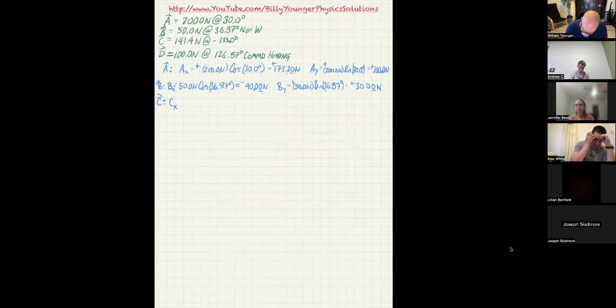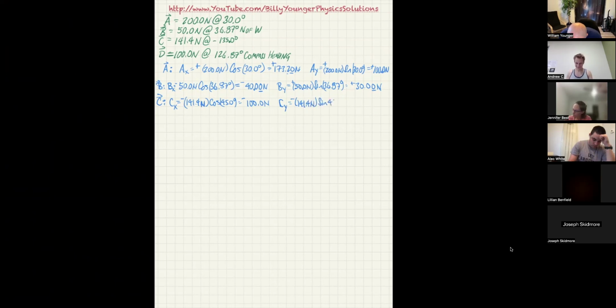The main thing is I've got to realize that they're both negative. So negative 141.4 newtons times cosine 45.0 degrees is equal to negative. You should see that this is actually going to be 100.0 newtons negative. And then C sub y would be negative again, 141.4 newtons times the sine of 45.0 degrees, which gives us again negative 100.0 newtons. You can check that with your calculators. You should, of course, but I know that that's the case.